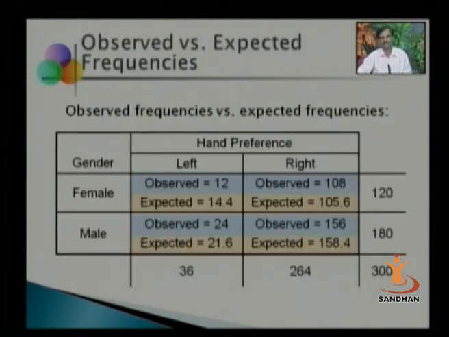Okay, so in this way one can calculate all the expected frequencies. If you observe the same table again, observed frequencies versus expected frequencies, in the same table I have presented both: the observed frequencies in blue background, and the expected frequency for each cell in orange background.